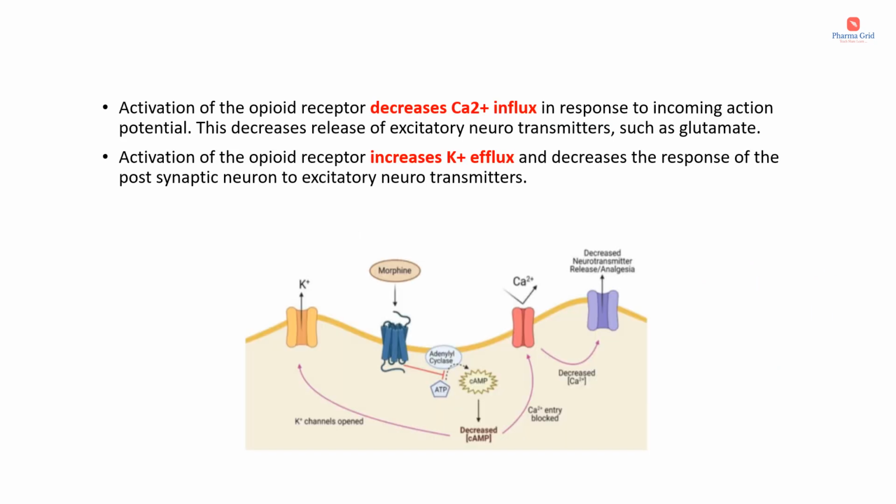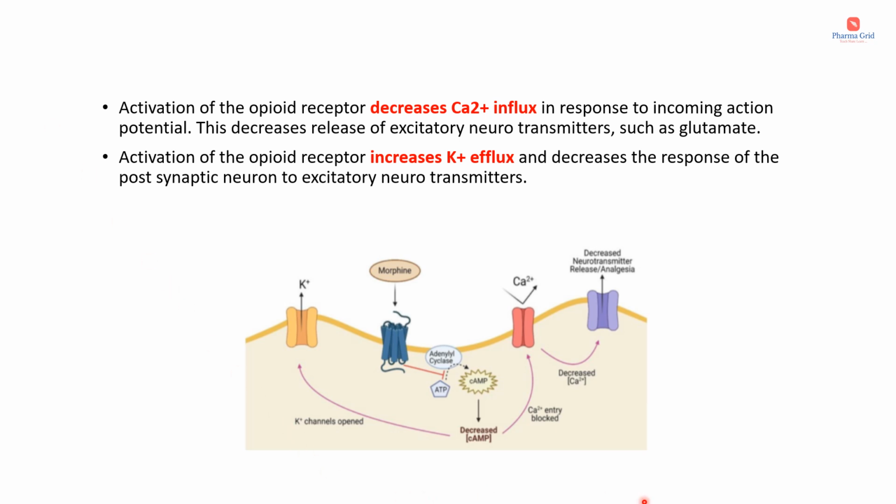Activation of the opioid receptor decreases the calcium influx. Calcium influx means calcium entry in response to an incoming action potential. This decreases the release of excitatory neurotransmitters such as glutamate. Secondly, activation of the opioid receptor increases the potassium efflux. Potassium efflux means potassium will go out. It will result in hyperpolarization and decreases the response of the postsynaptic neuron to excitatory neurotransmitters.